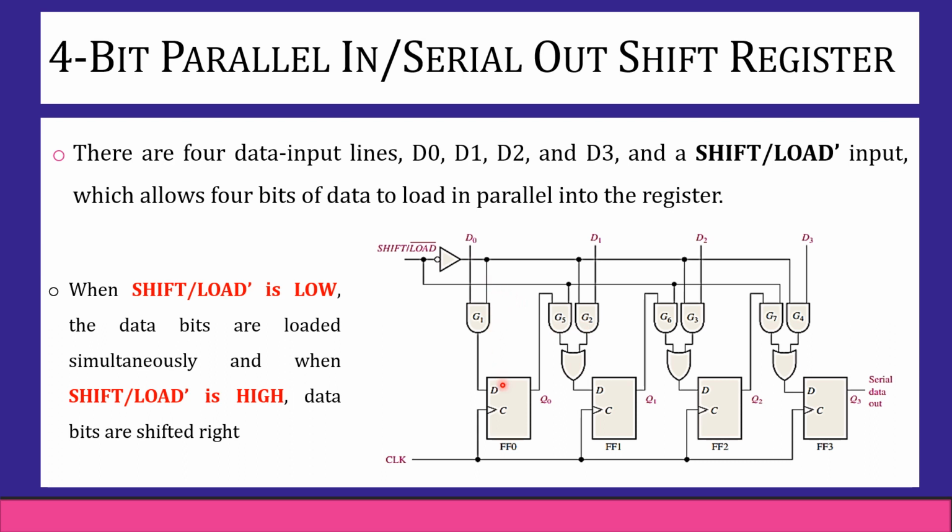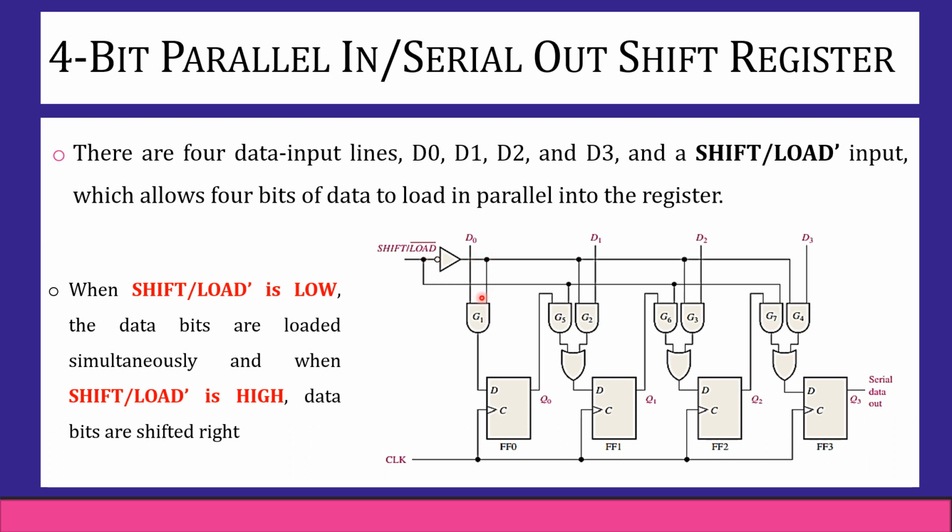Okay, so to the first FF0, we need to have a connection from the control line as well as the data input line. So D0 into shift or load complement line, that one will be given to the D0, similarly to the D1, D2, D3. So by making use of 4 AND gates, we are loading the data bits simultaneously. The load bit should be enabled by that time.